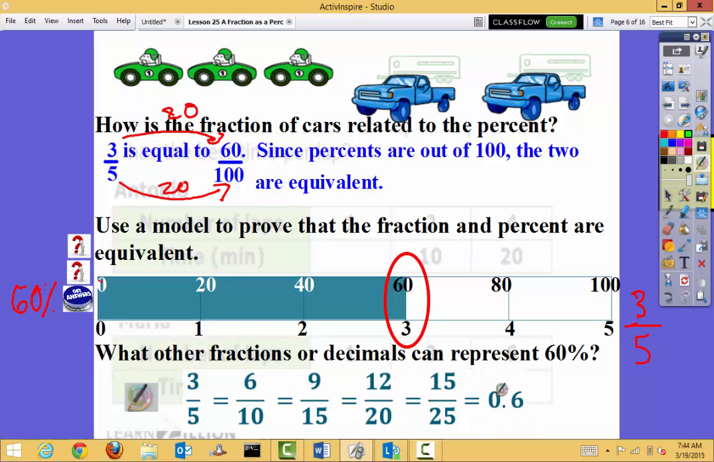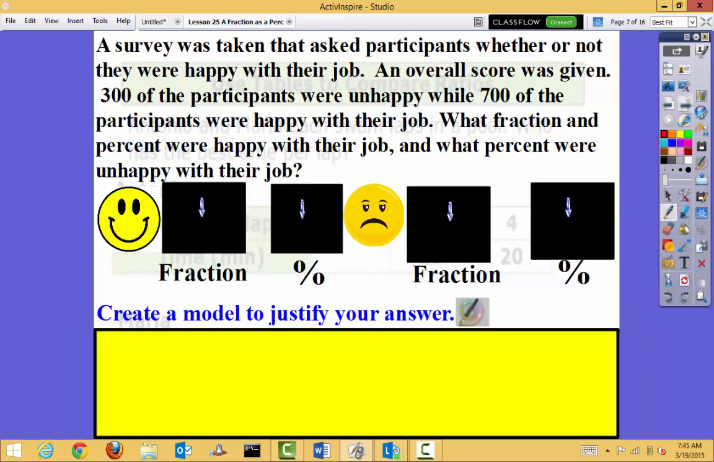However, with my decimals, there's really only one way. It's this 0.6. So how did I get that? Well, several ways. One way is I did 3 divided by 5, and I see I get 0.6. So that's one way. Alright, let's keep going on to our next problem.